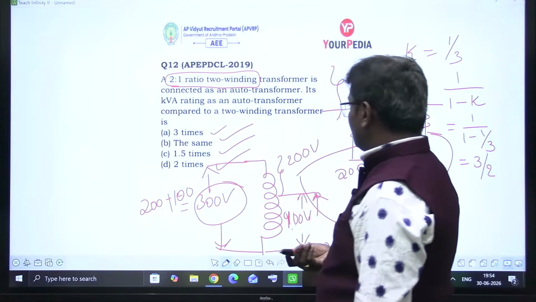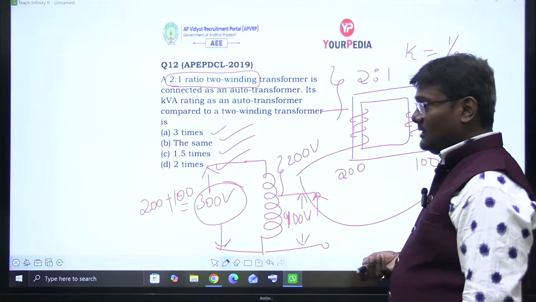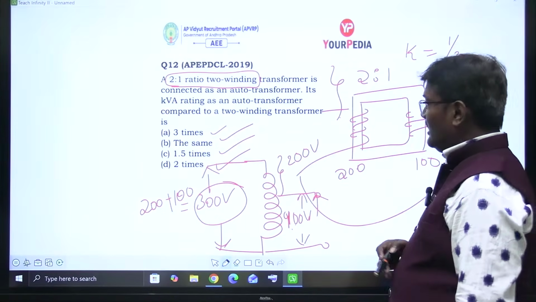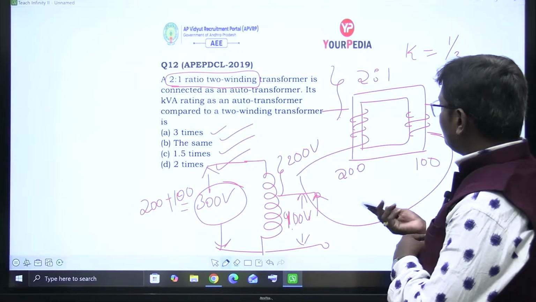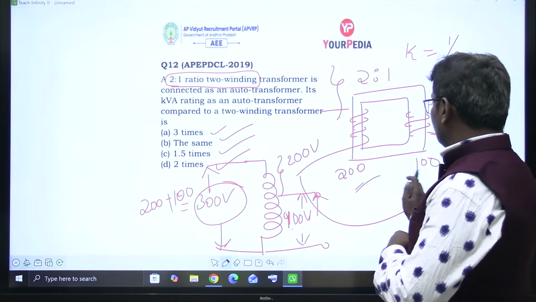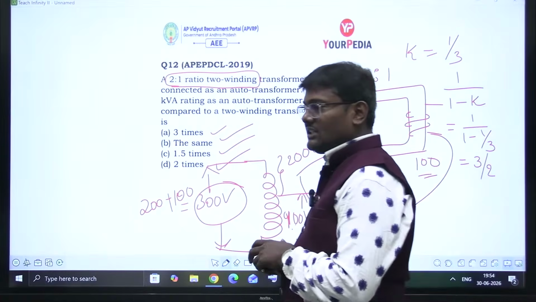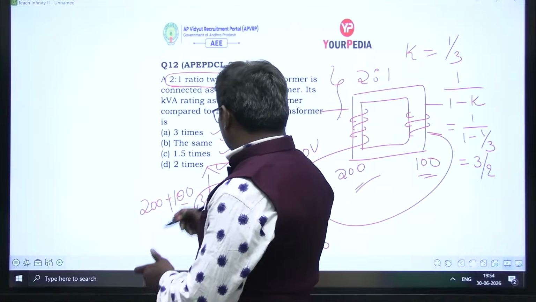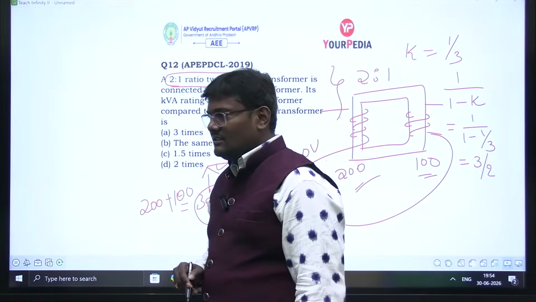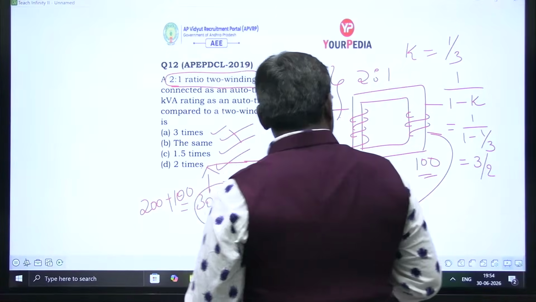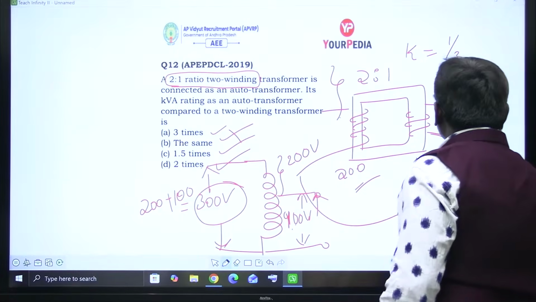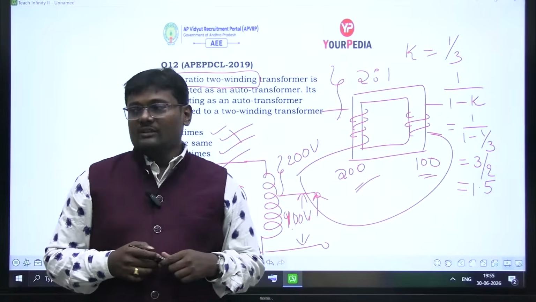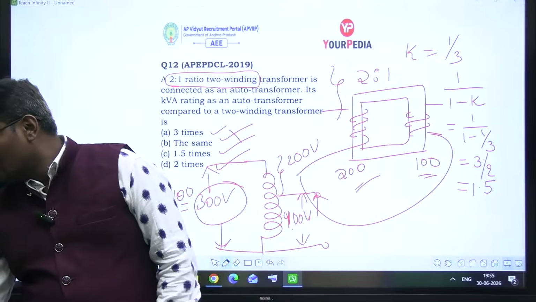And one more possibility is, tell me, what is another possibility? So input is 100 and the output is 300. And if these two are connected in series opposition, what has happened? Check whether D is correct or 1.5 is correct. Same is not correct. Okay, C, 1.5. So this is 1.5. For this, is there any possibility? So either you may get 2 times, or you may get 0.5 times. Okay.